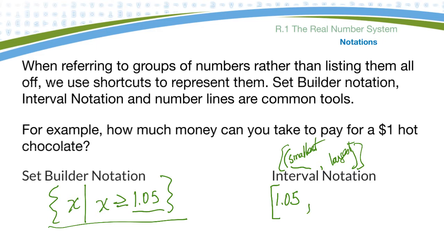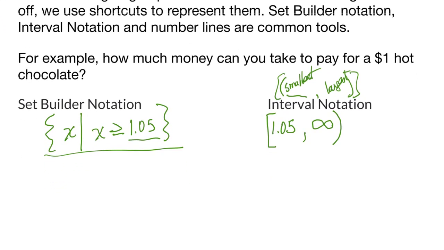Comma, then the largest number, well, there probably isn't one. I could take as much money as I wanted. So I'd probably, in this case, put an infinity sign there. An infinity sign always has a curly bracket on it. Now, those are two of the ways. Another way that you could write this is with a number line. So if I have a number line, and here, say I have 0, here I have 1, 1.05 would be in here somewhere. I could say anywhere from here on, that would be a solution to that equation. So there's three ways that you can write a group of numbers.